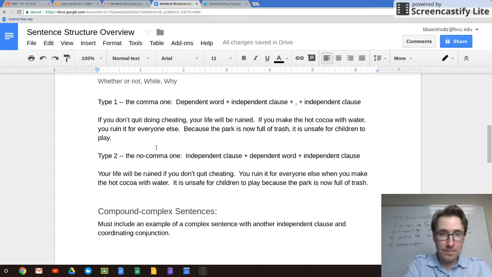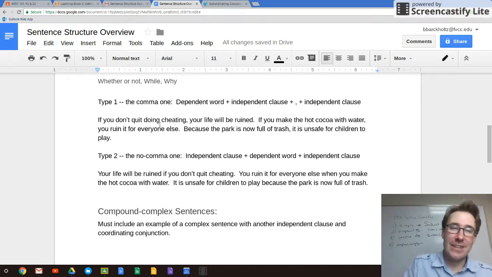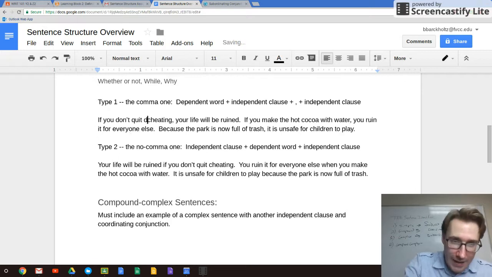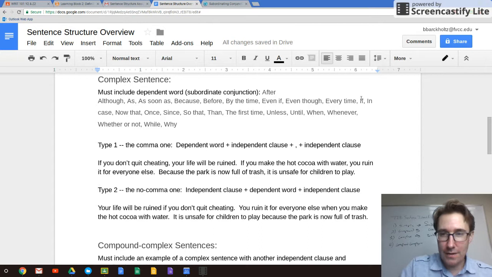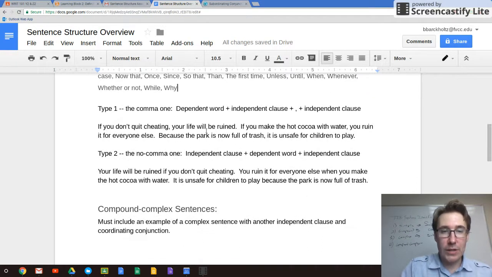If it's embedded in the sentence, then it doesn't need a comma. So, if you don't quit doing cheating, all right, this was a different one. I decided to edit it so as to not make people upset. If you don't quit cheating, your life will be ruined. So if is our dependent word. We see it right here. If, dependent word. You don't quit cheating is essentially a sentence. If you don't quit cheating, your life will be ruined. If you make the hot cocoa with water, you ruin it for everyone else.